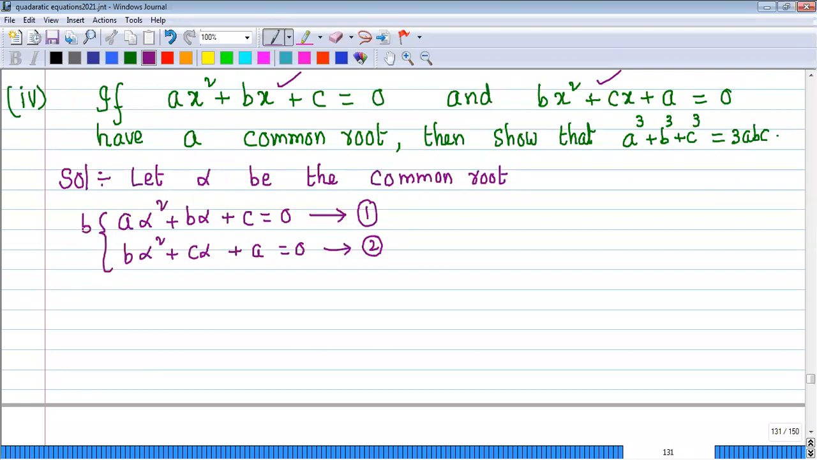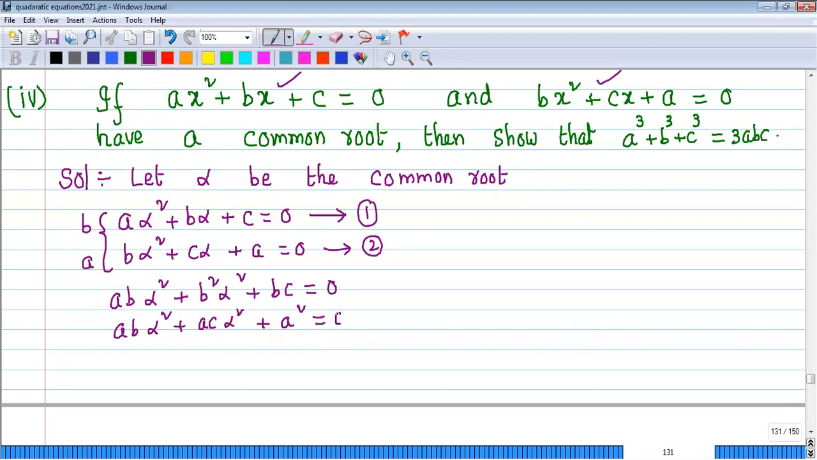Subtract equation 1 and 2. Multiply first equation with b, second equation with a. So ab alpha square plus b square alpha plus bc equals to 0. This becomes ab alpha square plus ac alpha plus a square equal to 0. So now subtract. If you subtract, what do you get? This is minus, so minus and minus, both will get cancelled.